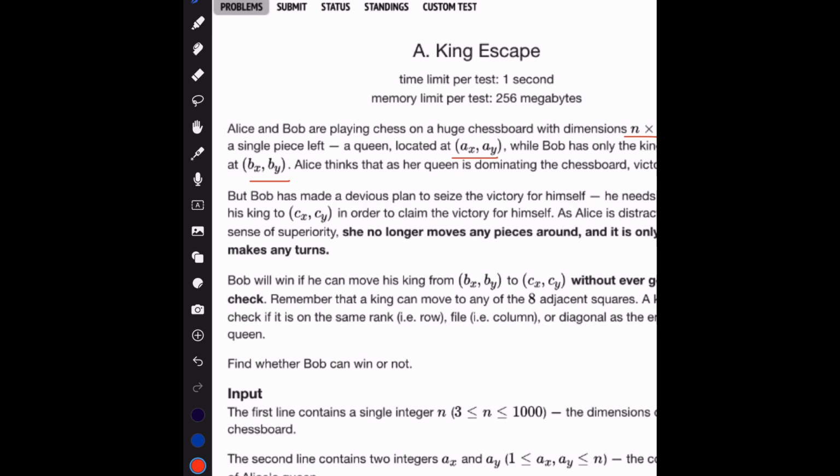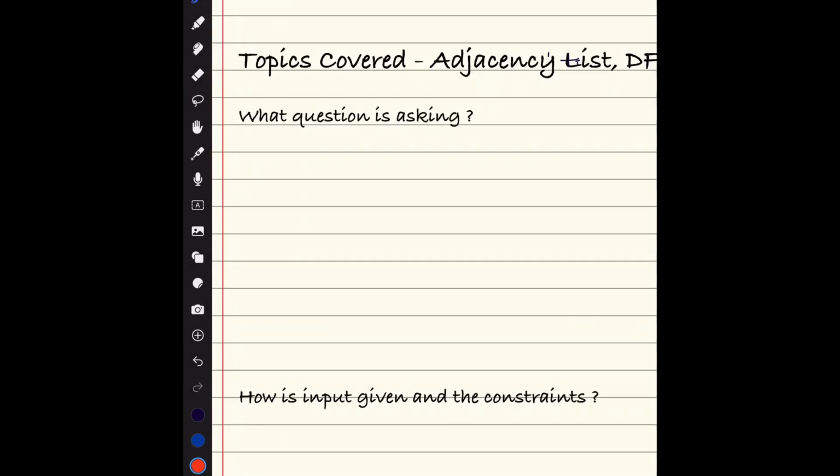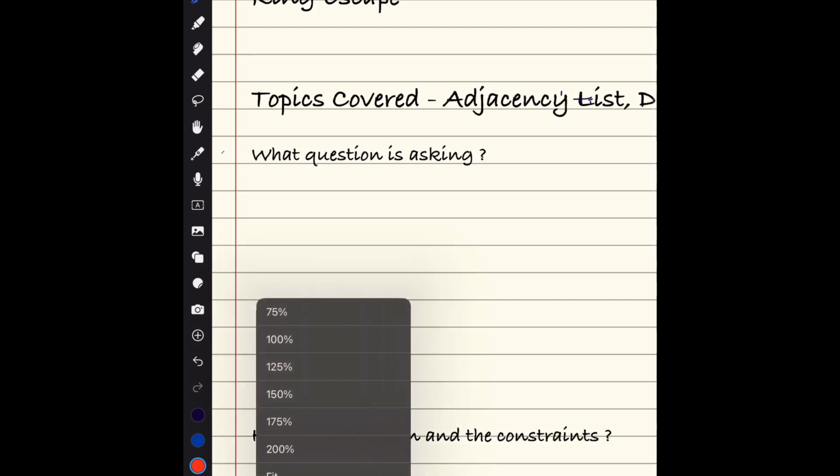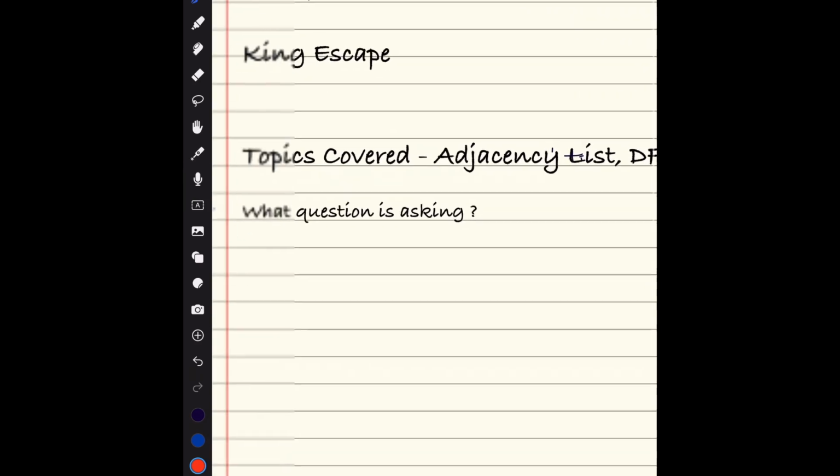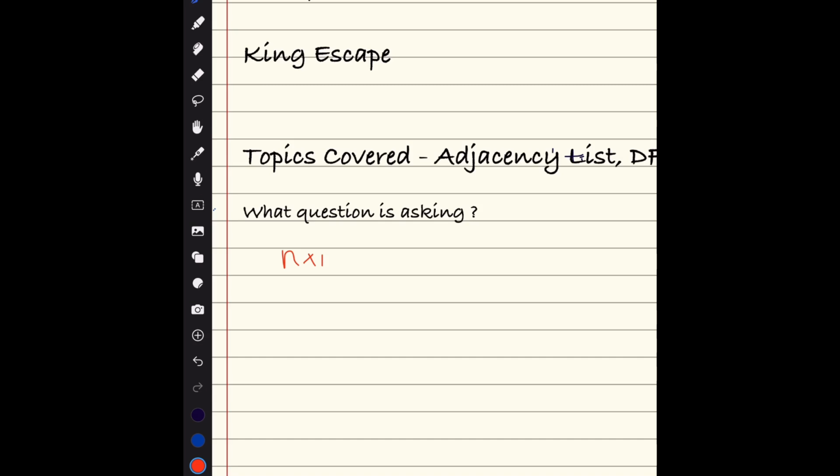Okay, let's write it down here. I have an n by n chessboard. I have a of x, a of y, that are the queen coordinates. I have b of x, b of y, that are the king coordinates. I have c of x and c of y, that are the coordinates that need to be given in the question.